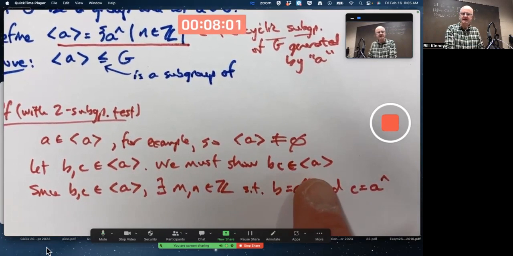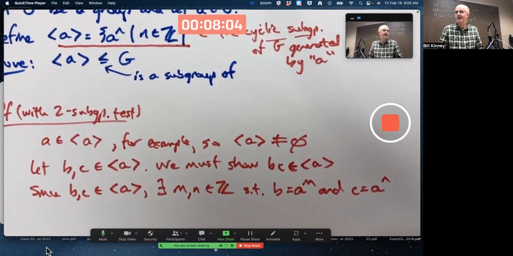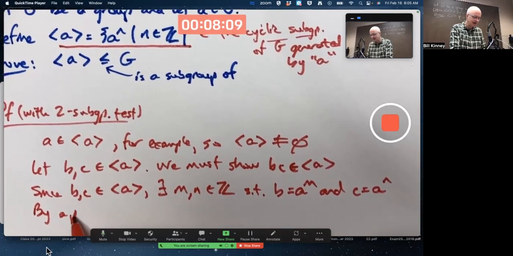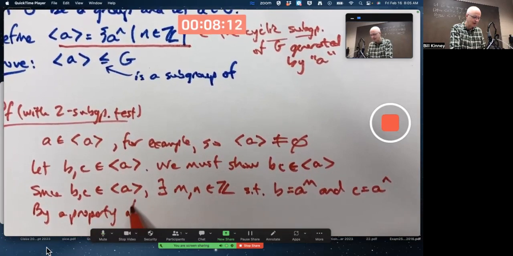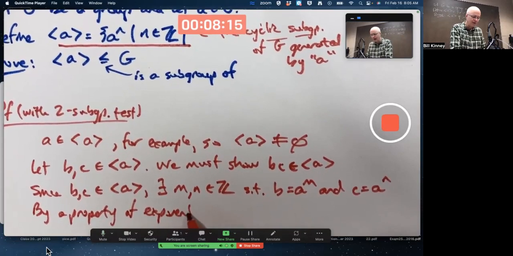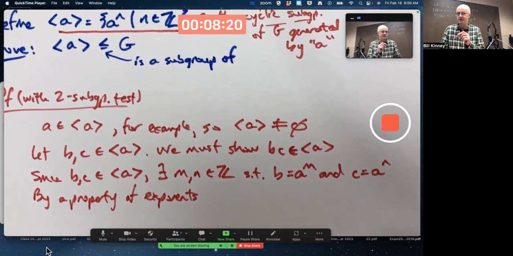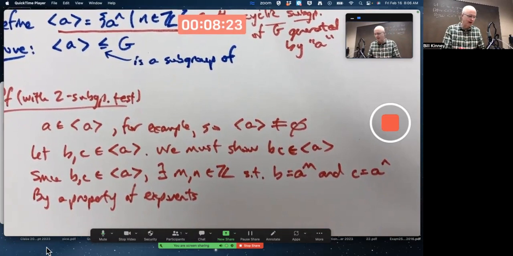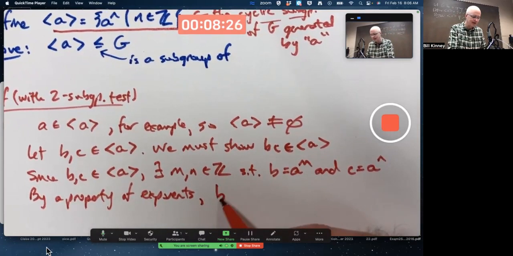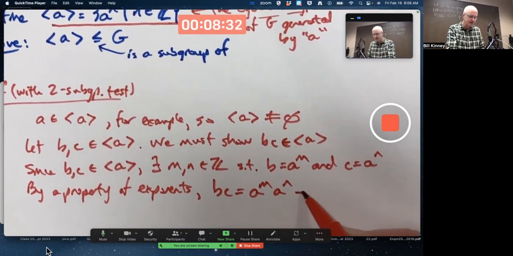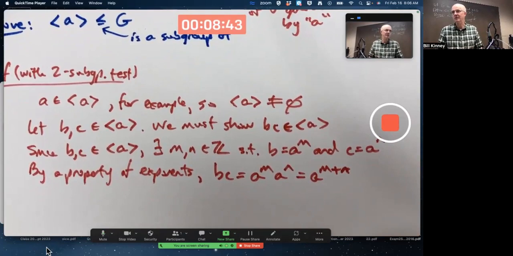We must show B times C is in there. That means we must show B times C is a power of A. But it's pretty trivial. By a property of exponents, which holds in groups, whether the group is abelian or not. I mean, last time we talked about a property of exponents that only worked when the group was abelian. But what I'm about to say is true even when the group is non-abelian. You can add those exponents. A to the m times A to the n is A to the m plus n. Add the exponents. That works in any group.